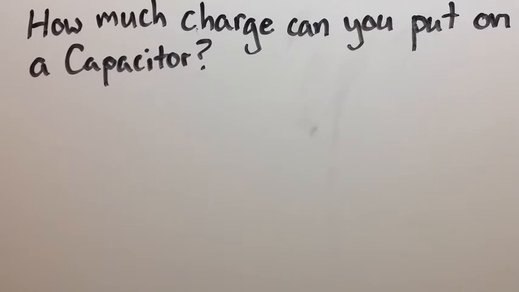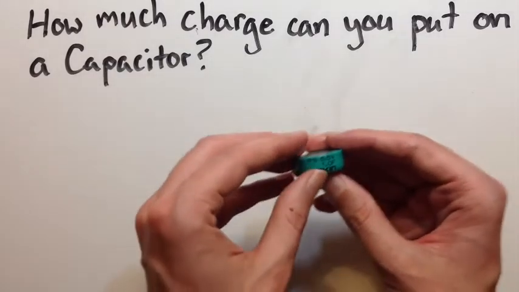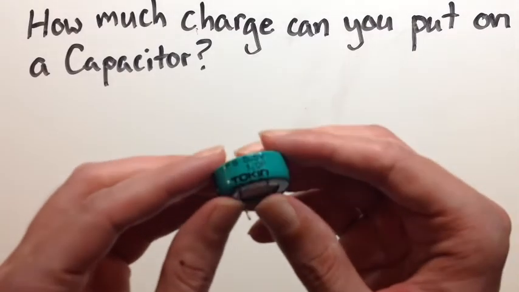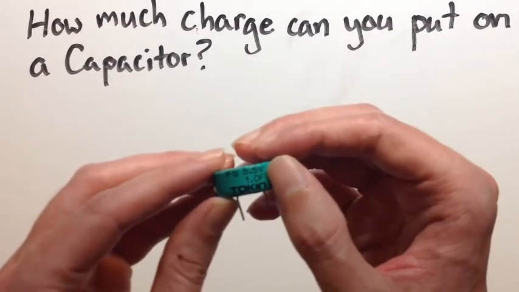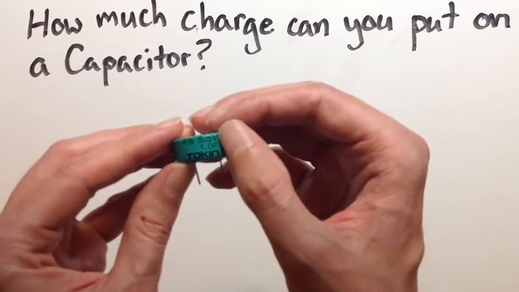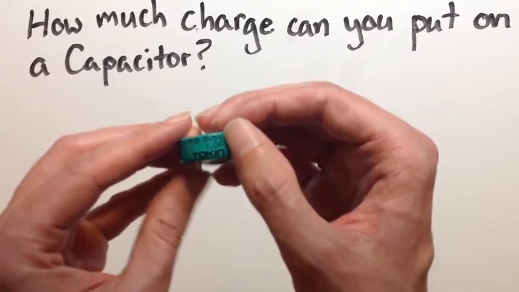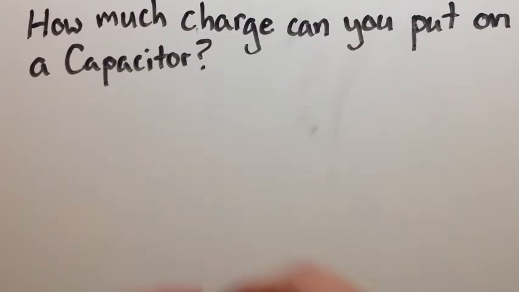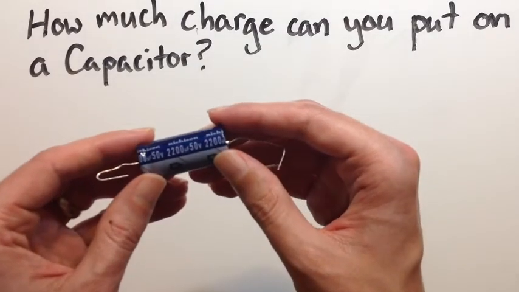Hey guys, in this video we're going to talk about a topic called dielectric breakdown, which opens with the question, how much charge can you put on a capacitor? First thing is I want to show you a couple of capacitors. This one here is a 1 farad capacitor. Holy cow. And notice it says on it 5.5 volts. That means if you put more than 5.5 volts on this thing, it's going to break, maybe explode.